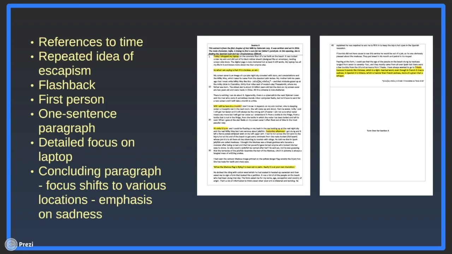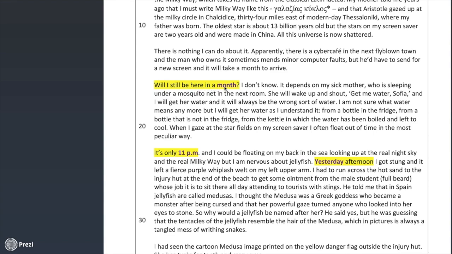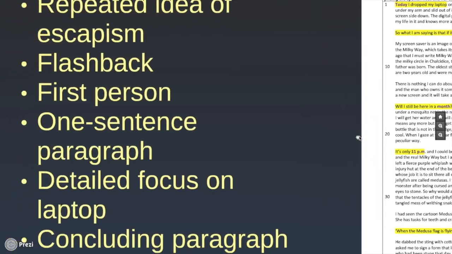There's a constant reference to time. Things like it's only 11 p.m. and then she talks about how yesterday happened. She talks about today. She talks about times when she was elsewhere. There are constant references to time throughout the text. I've highlighted this bit here. She says, will I still be here in a month? Yesterday afternoon, it's only 11 p.m. All of these references to time, it's almost like she's pondering how long she's got left with her father, and I think how long she'll have to endure the hurt that she's going through. So you've got all of these references to time that you could mention. It's just zoomed back out.